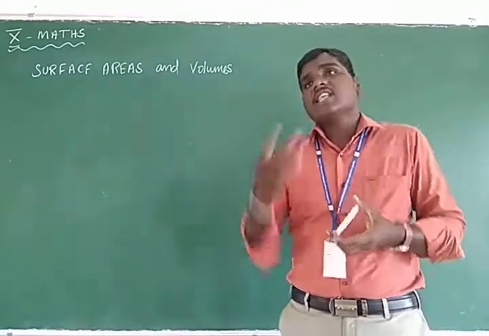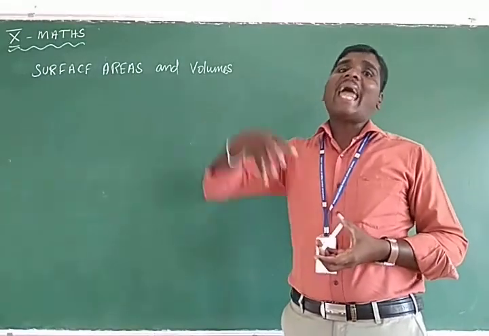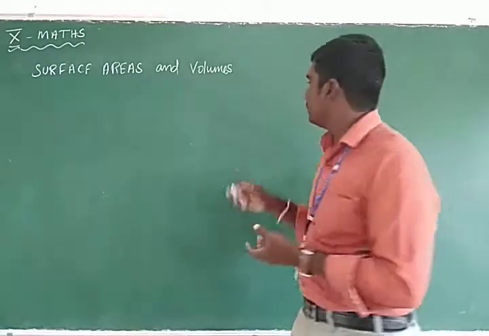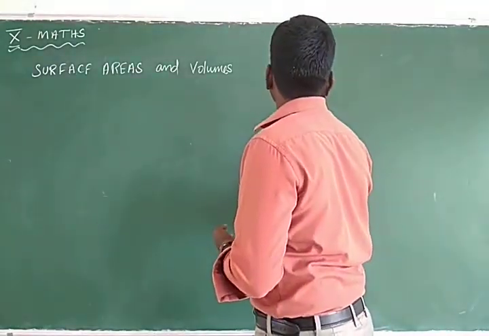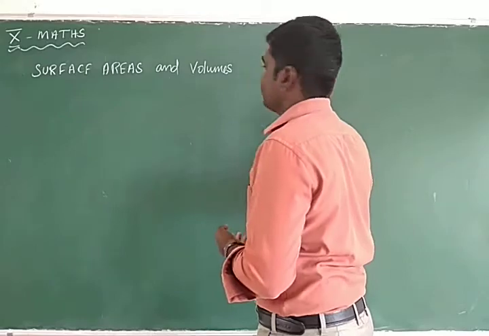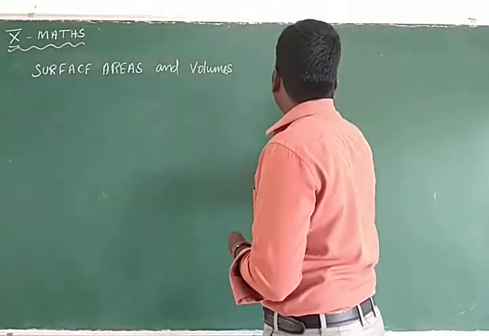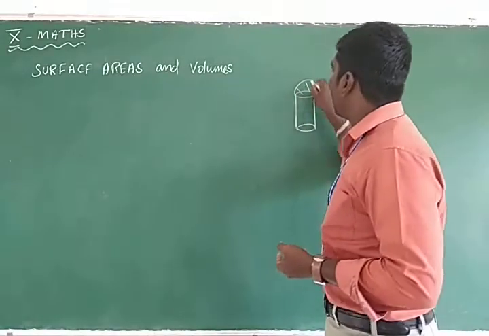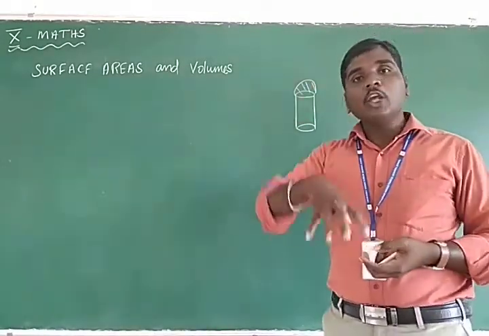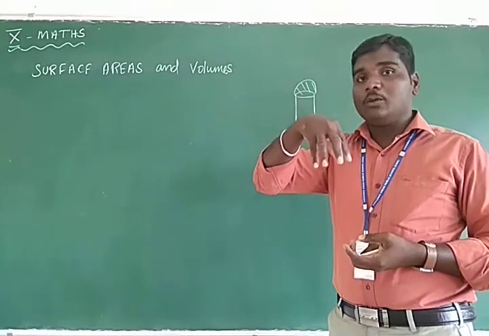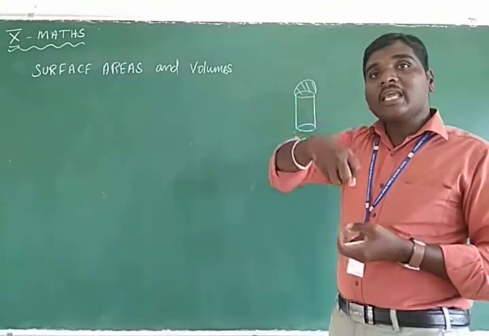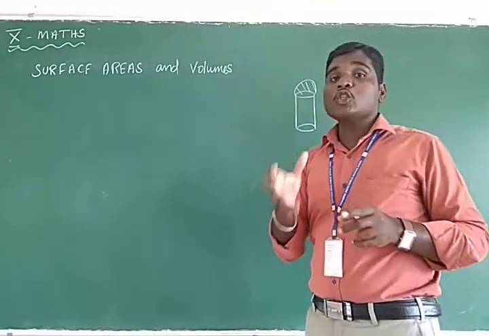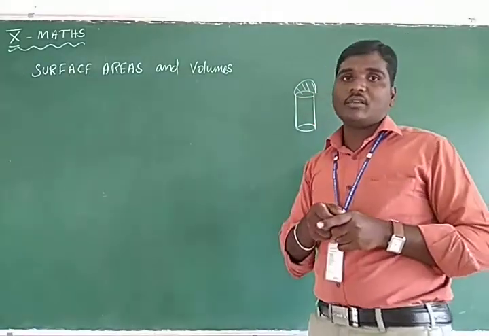While finding surface area, we add the areas. For example, one cylinder surmounted by a hemisphere means we want to add this area. But in volume, if we take out any one shape, we want to subtract. Volume means the total occupied space.